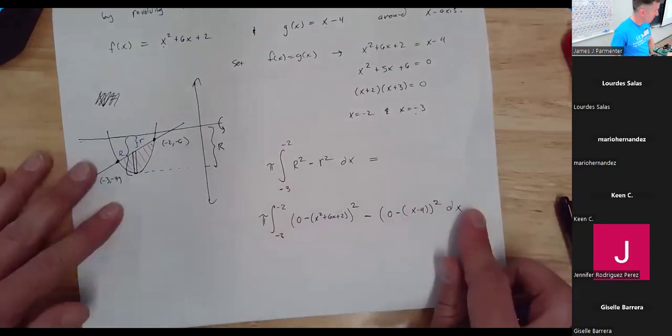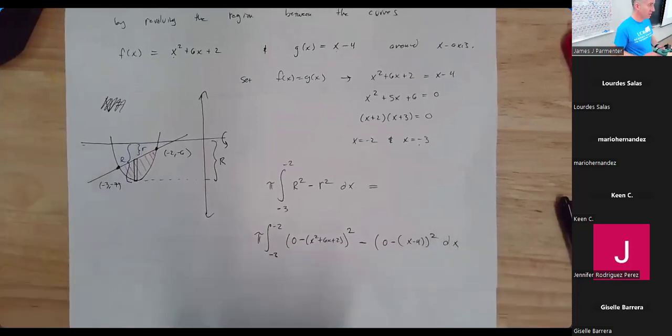Again, I will say if you happen to get the order of subtraction incorrect when you have a different axis of rotation, it technically doesn't make a difference because you end up squaring. But I'm going to show you the right way, not the technically right.